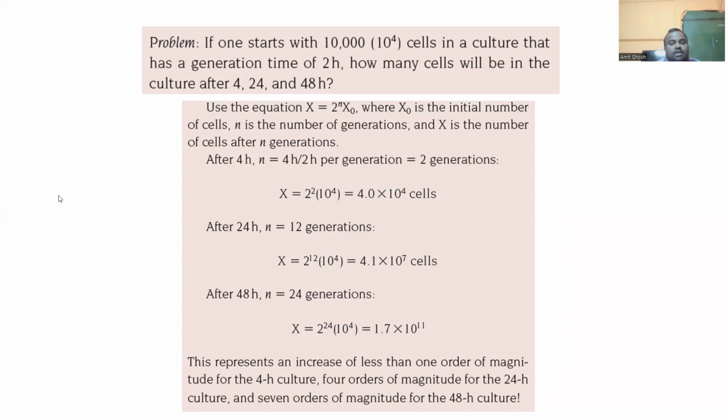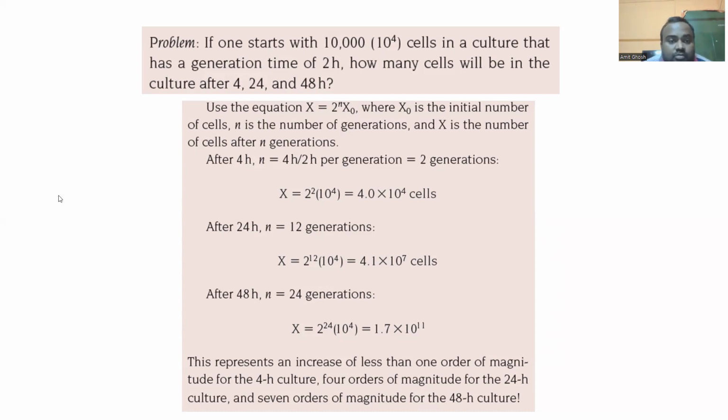After 24 hours, n is equal to 12 generations. So we can write x is equal to 2 to the power 12 into 10 to the power 4, so 4.1 into 10 to the power 7 cells. And after 48 hours, n is equal to 24 generations. So we can write x is equal to 2 to the power 24 into 10 to the power 4, which is 1.7 into 10 to the power 11.